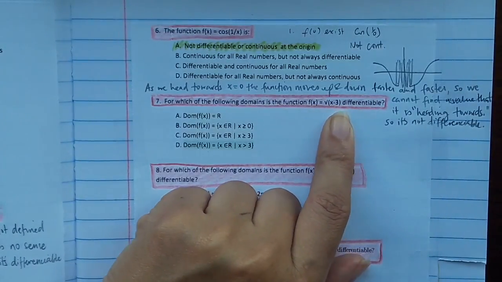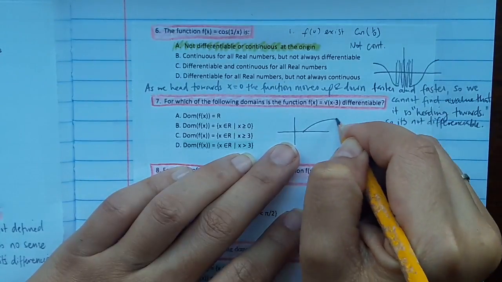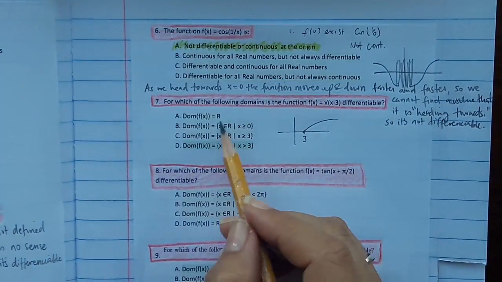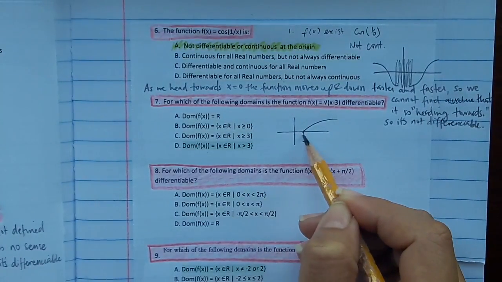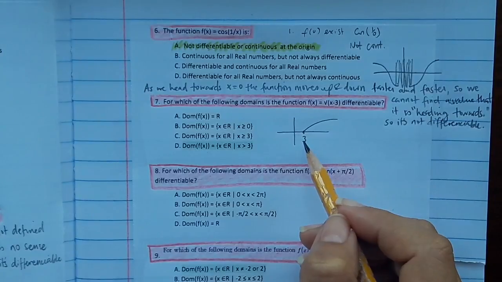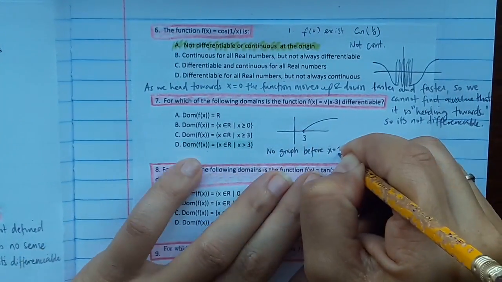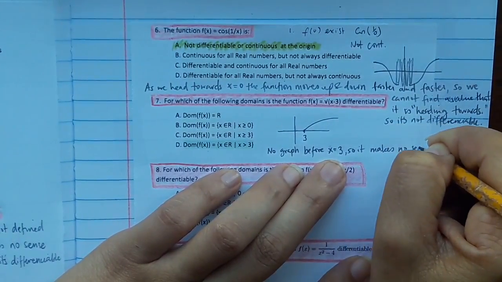Alright. Next question. So we know what this one is. We're just going to move it to the right 3? Yeah. So there isn't a graph less than x equals 3. So there's no point of asking about whether it's differentiable there. It doesn't exist there, right? So no graph before x equals 3. So it makes no sense to ask if it's differentiable there.